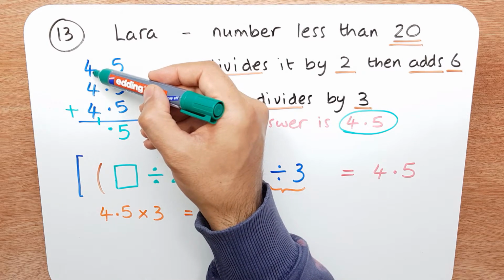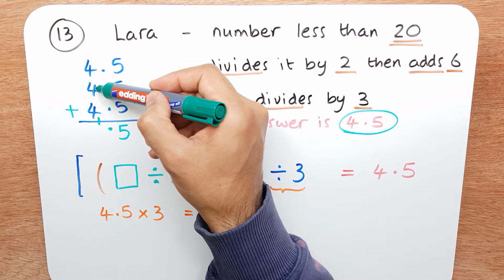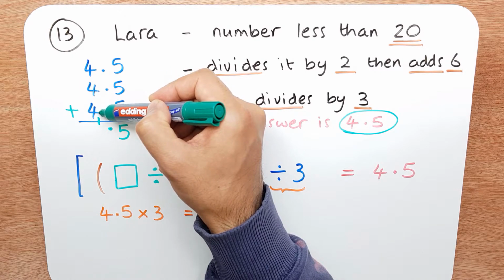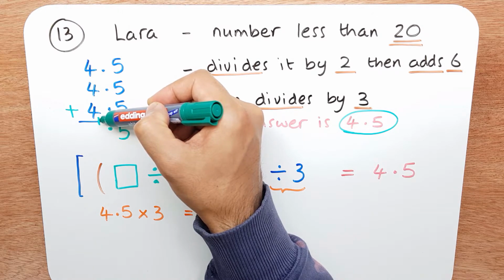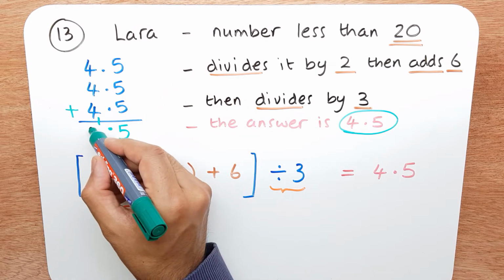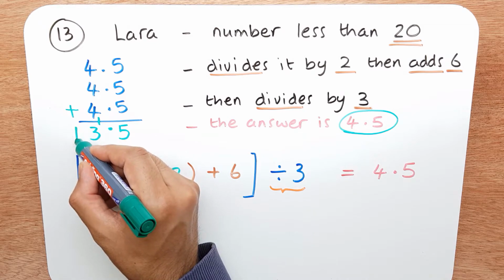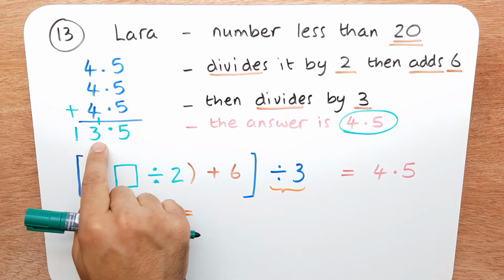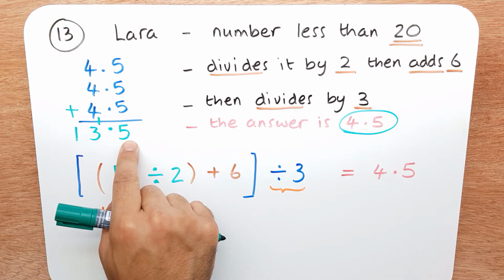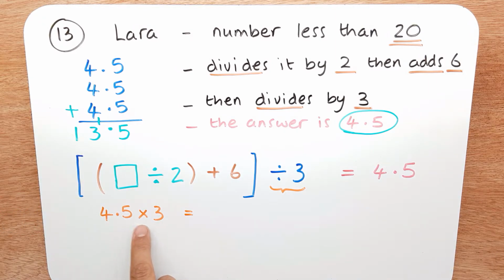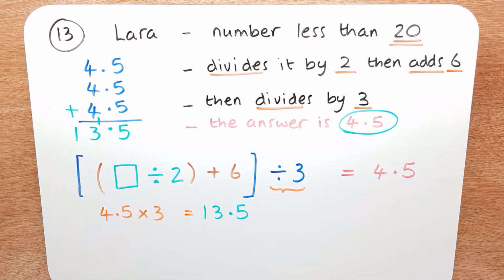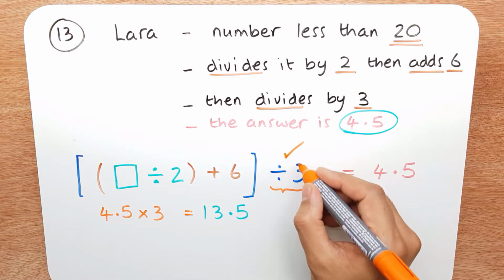So now I have 4, add 4, which is 8. Add another 4, which is 12. And add the 1 I've carried over, which is 13. So I put the 3 down and carry the 1 to the next column because I have nothing to do there. So I have now 13.5. So 4.5 times 3 is 13.5. So I've done this bit.